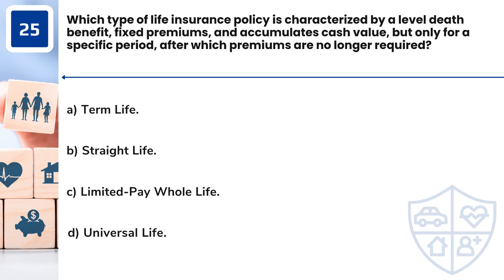Question 25. Which type of life insurance policy is characterized by a level death benefit, fixed premiums, and accumulates cash value, but only for a specific period, after which premiums are no longer required? A. Term life. B. Straight life. C. Limited pay whole life. D. Universal life.